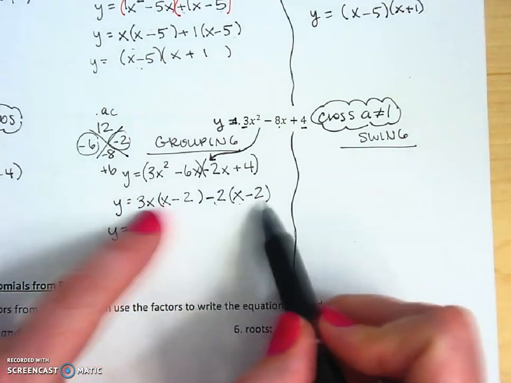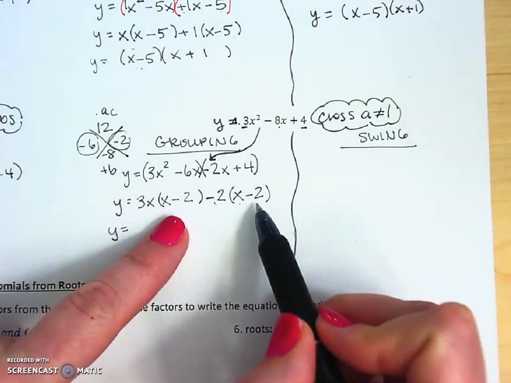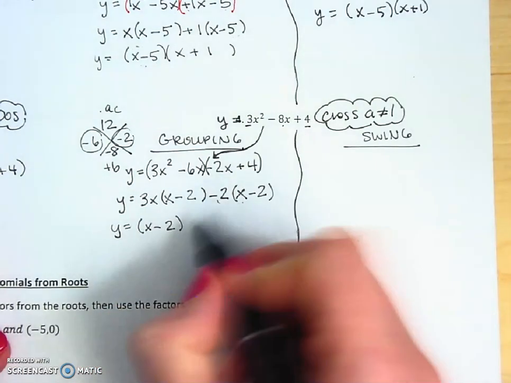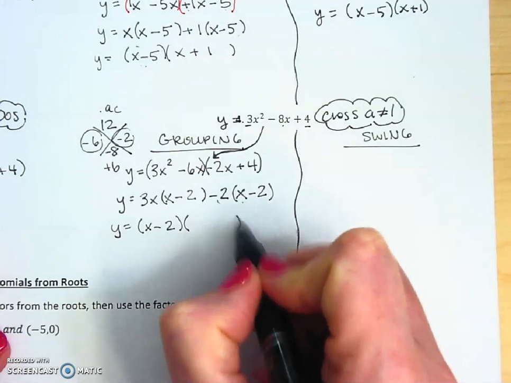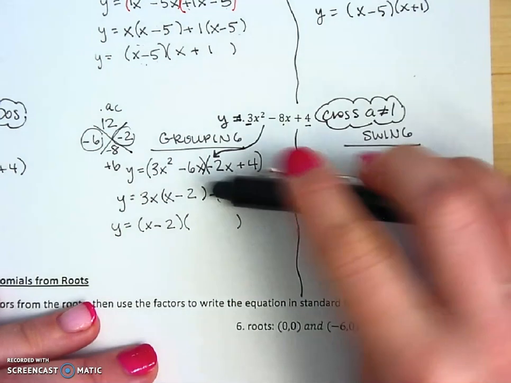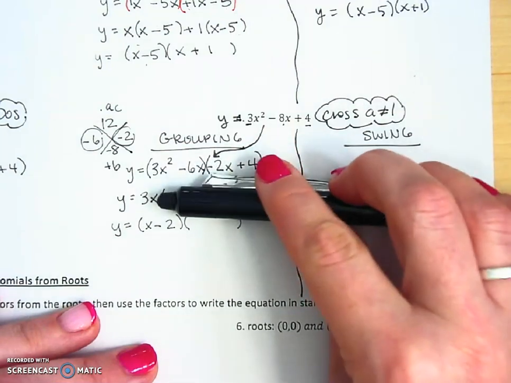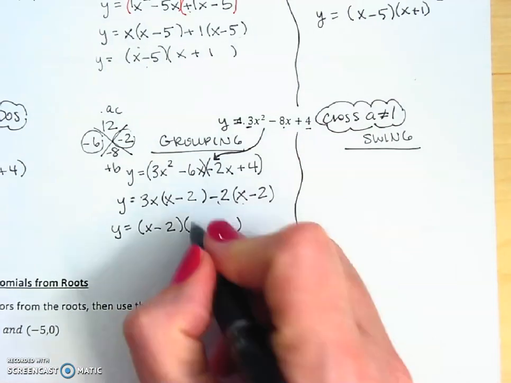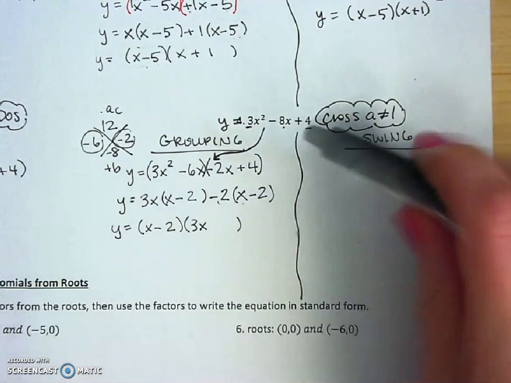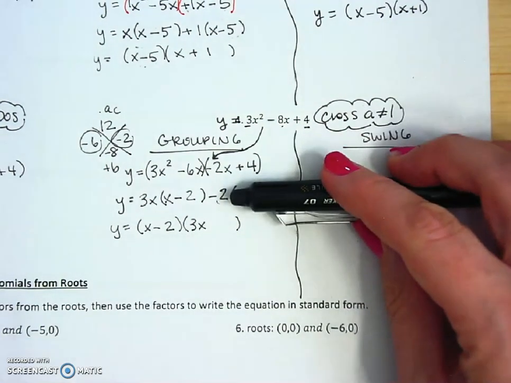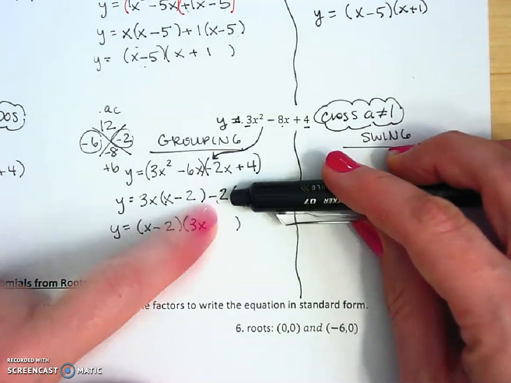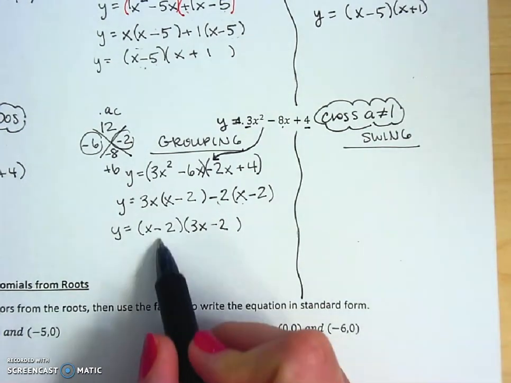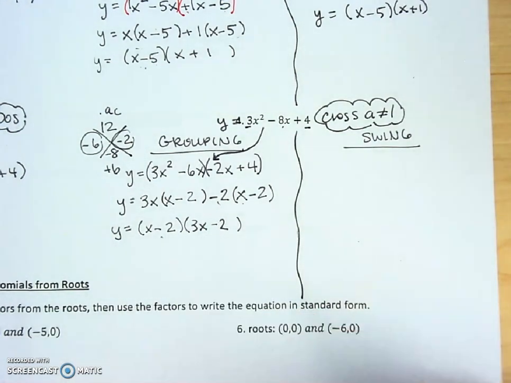So now we look at the two groups and compare them to each other, and we see that they both have an x minus 2. So I'm going to take that x minus 2, that common factor, out of them, and put their quotient in parentheses. So in this first group here, when I take out an x minus 2, I'm left with that 3x. And then in the second group, when I take out that x minus 2, I'm left with negative 2. And so now here's my factored form. The first factor is x minus 2, and the second factor is 3x minus 2.